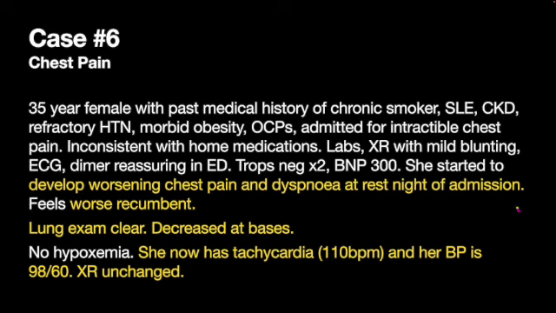So let's say we have a 35-year-old female this time. She smokes, she has lupus, she has chronic kidney disease, refractory hypertension, morbid obesity. She is on oral contraceptives, and she was admitted for intractable chest pain.